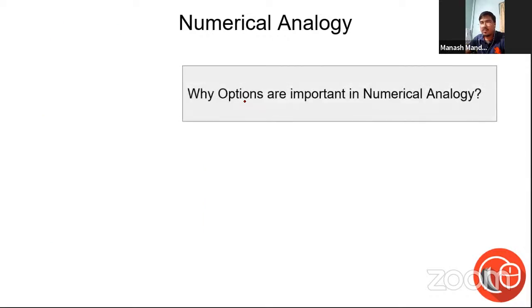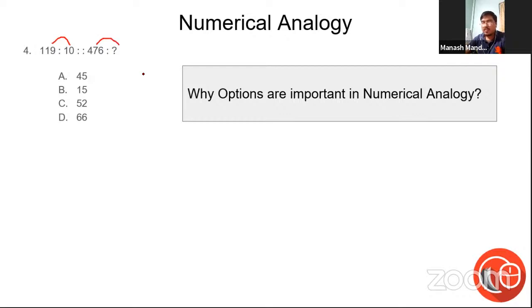Now let us again understand, with the help of certain questions, why options are important in analogy. In the first slide also we discussed why options are important. Now we'll understand the importance of the options in numerical analogy with the help of certain questions. The first question is, 119 is 10. 119 is 10. What is 476?